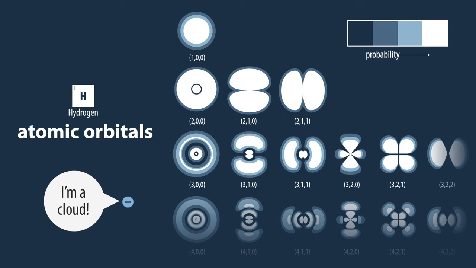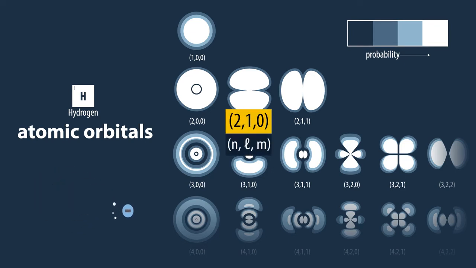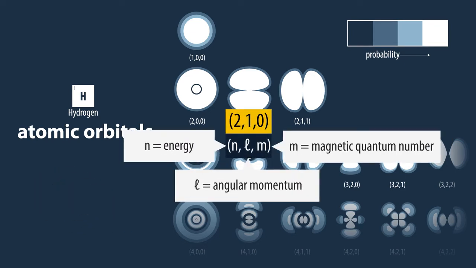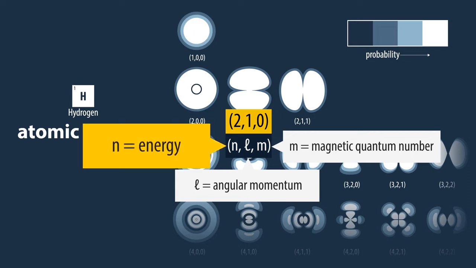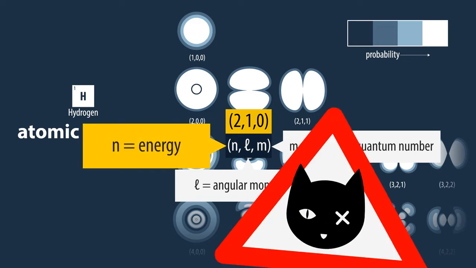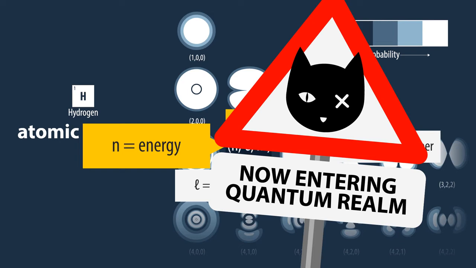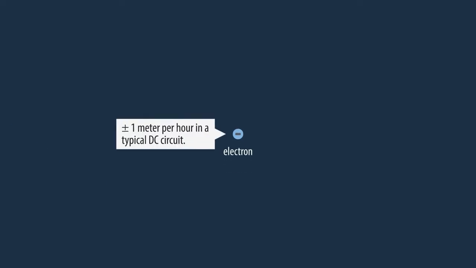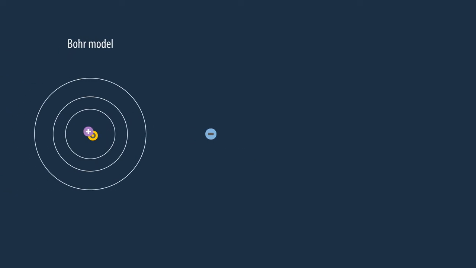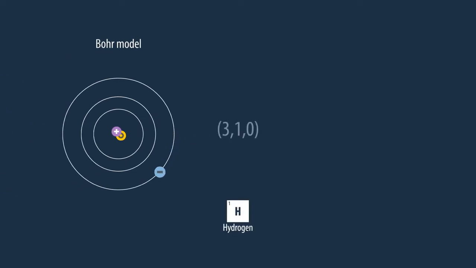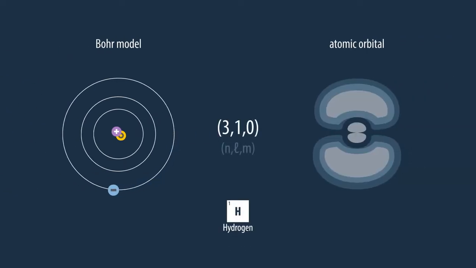Where these zones are depends on the electron's three quantum numbers, one of which we mentioned before: energy. Now, we won't delve deeper into quantum mechanics in this video, but check the description for links. Electrons are much lighter than protons and neutrons and can often move relatively easily. Let's take the hydrogen atom again, and we'll use the Bohr model and corresponding atomic orbital side by side to make it easier to explain.